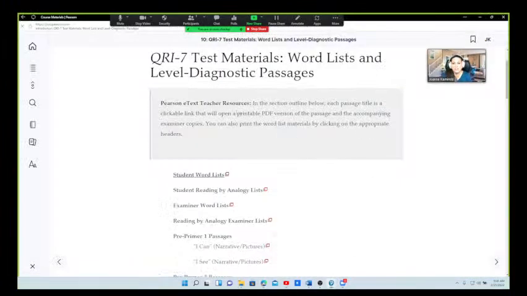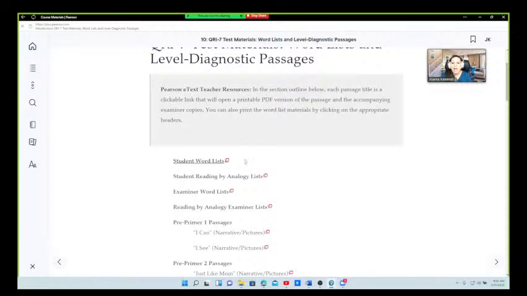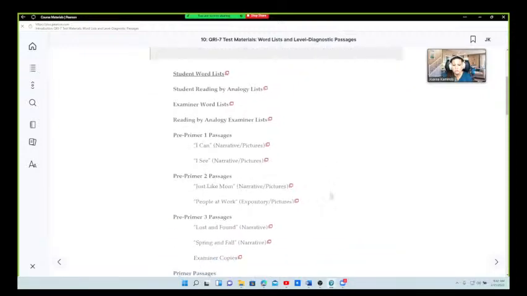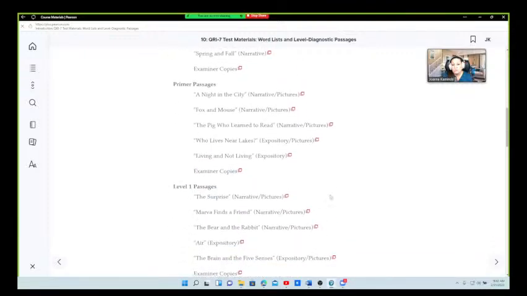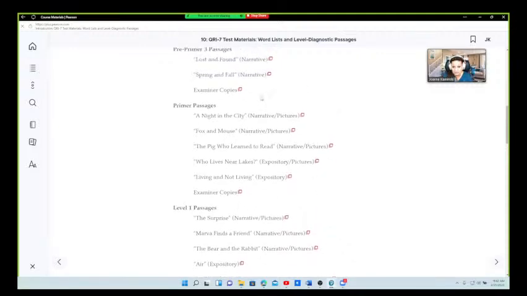But right on over here in chapter 10 of this online version of this test, I have the student word lists, and then I also have the passages that I'm going to have them read. So let's say that I have a second grader who's reading at a first grade level. Well, then I might start at the primer passage, or I might start at the level 1 passages just to see how does she do with that specific level.